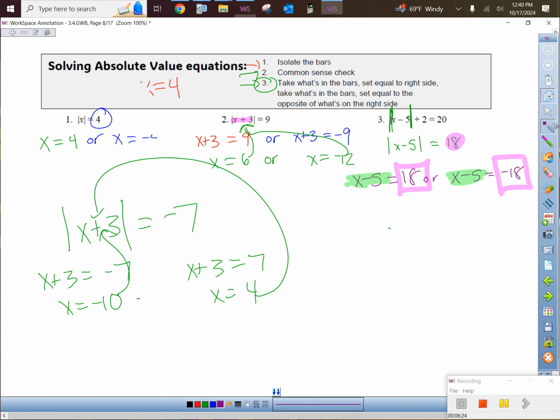So my move is to add 5 to both sides, and I get 23 right here. And my other move is to add 5. Both times you're going to do the same move, right? Because it's x minus 5 both times. I just got to add 5 to this, and I will get negative what? Negative 13. And if I substituted those back in, it's going to check.